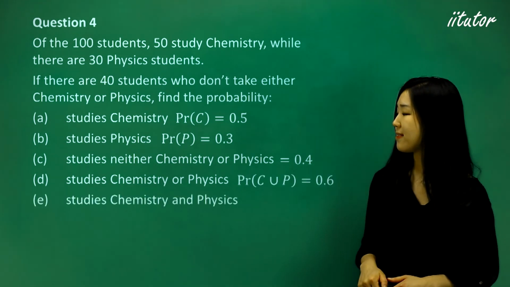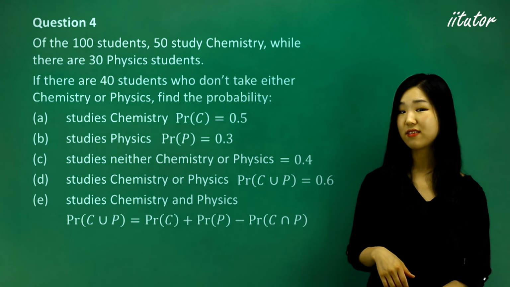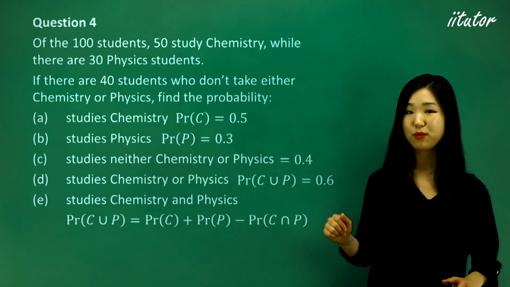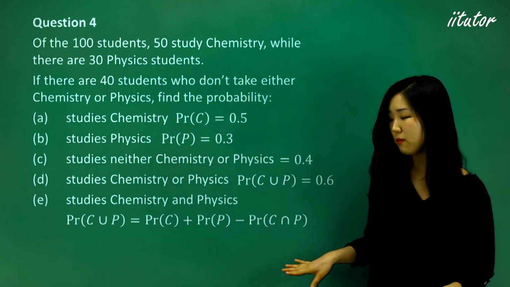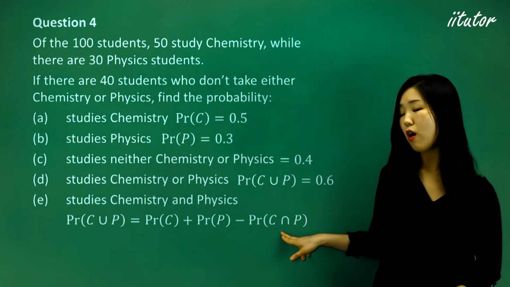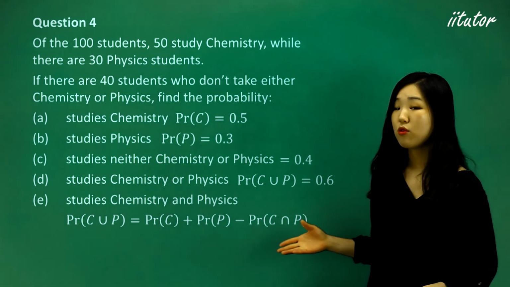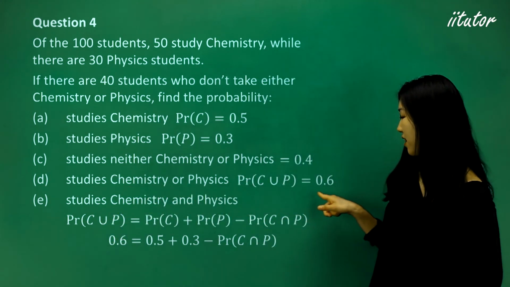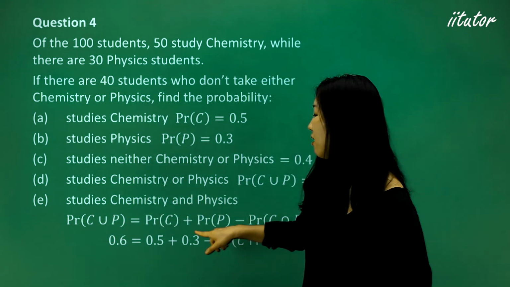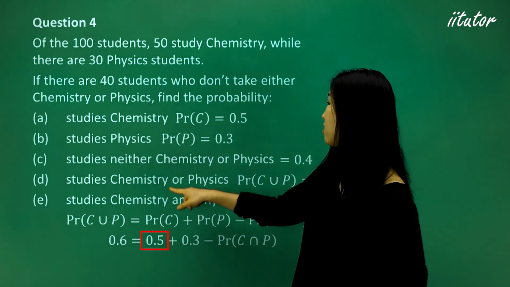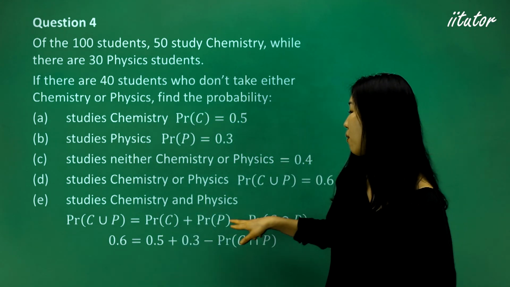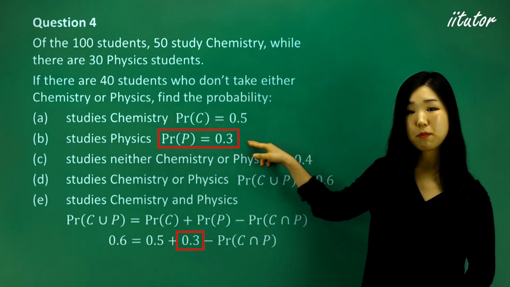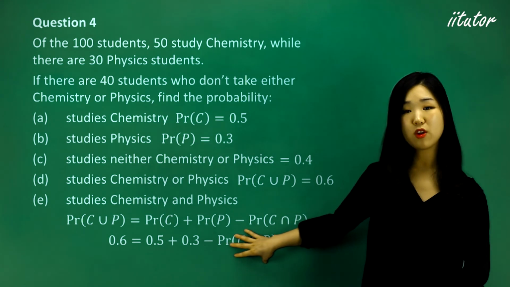Now we'll do another one. It says study chemistry and physics. Remember our formula here? I'm simply going to use that. Upside down U. Remember this one here? That's the probability of chemistry and physics. We've got the values here. Probability of chemistry or physics, we've just calculated it, 0.6, isn't it? The probability of C, we've calculated at the very beginning that it's 0.5. Probability of physics calculated in part B, 0.3. And then this is the only unknown value.